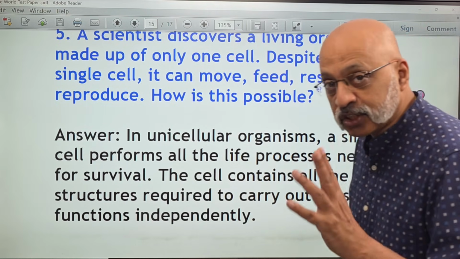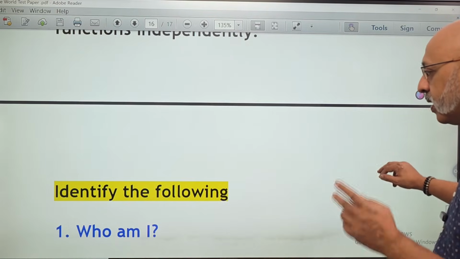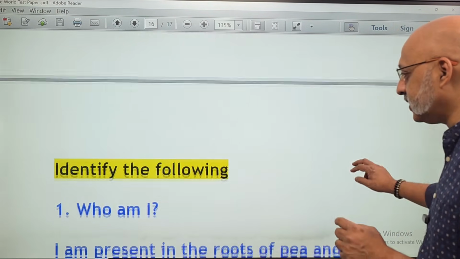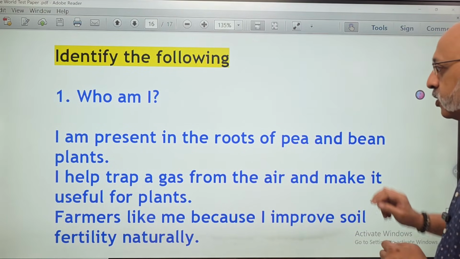Now I have got one section of 5 marks, which is very interesting. Where you have to identify. Let's see how many of you are able to do that. Let me just show the question. Okay, so this is the question.